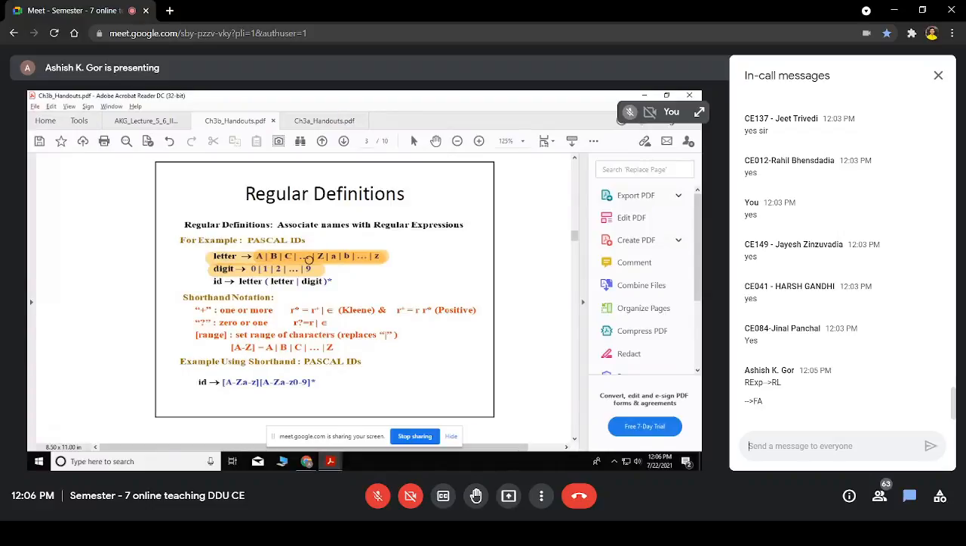And then what is an identifier? In Pascal, remember, this is the rule: letter followed by letter or digit, star. This is the rule for identifier. So this way I can write the Pascal regular definition for identifier. This is called a regular definition for what? For identifier. Okay, which identifier? Pascal's identifier.